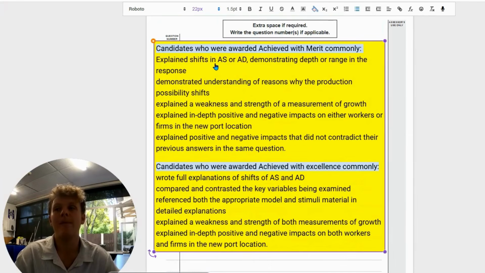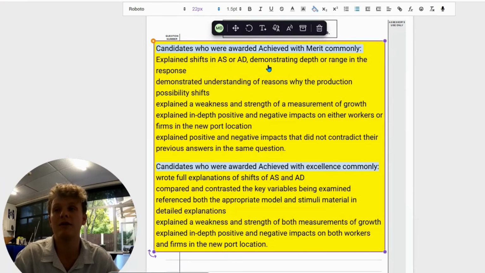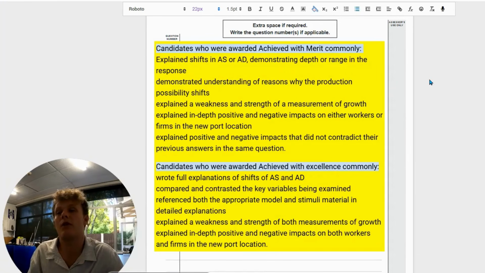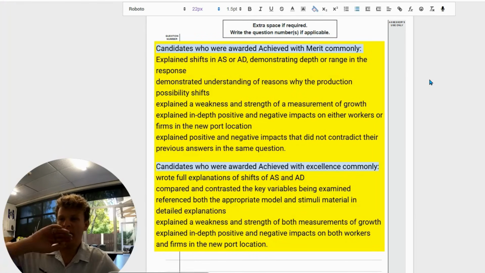In this exam, students who got merits commonly explained the shifts in AS or AD, demonstrating depth or range in response, demonstrated understanding of reasons why the production possibility curve shifts, explained the weakness and the strength of measurements of economic growth, and explained in depth positive and negative impacts on either workers or firms. And then explained positive and negative impacts that did not contradict their previous answer.